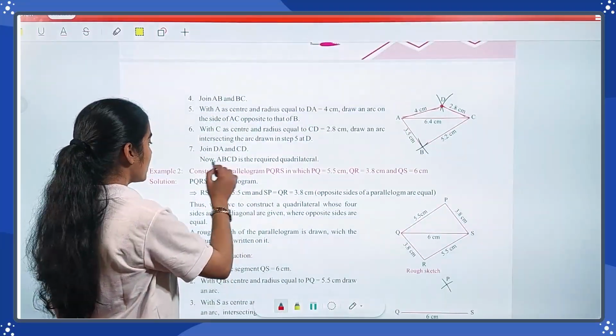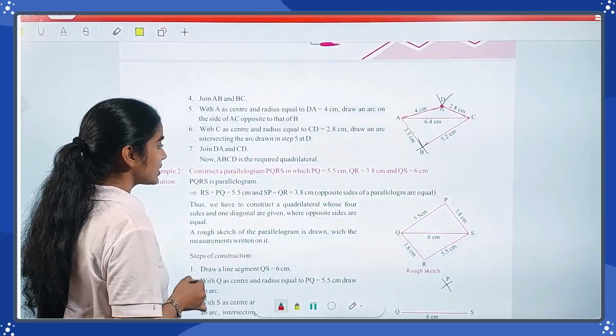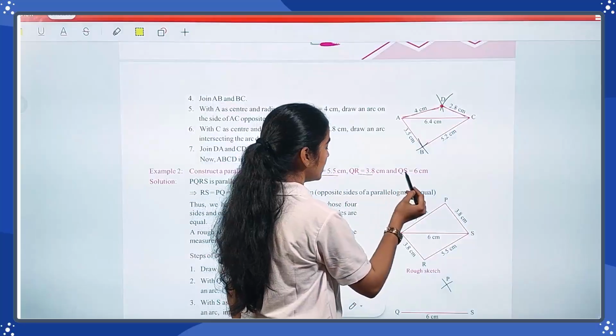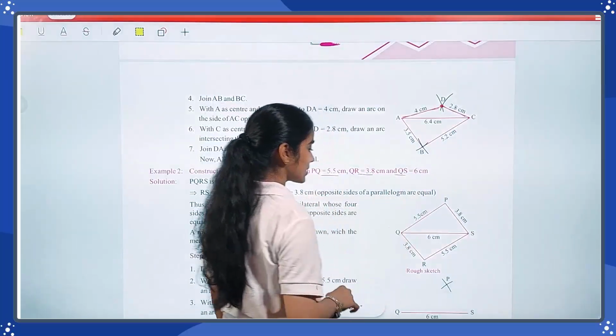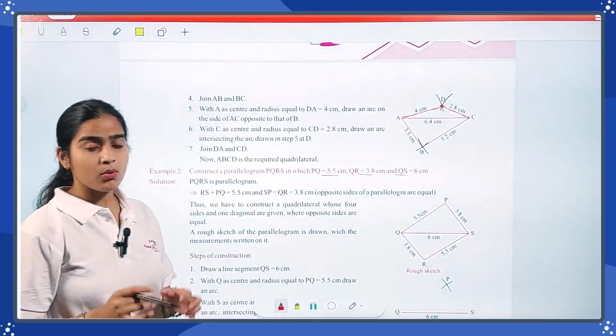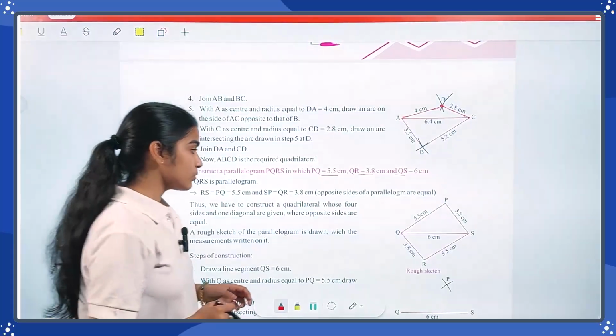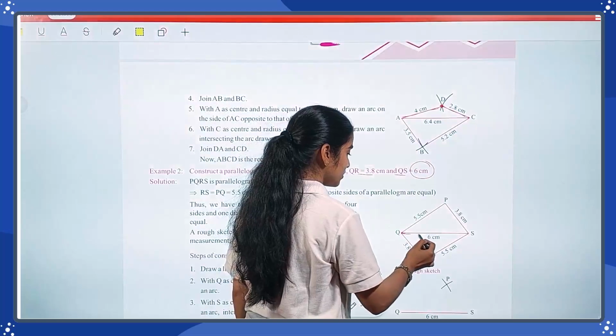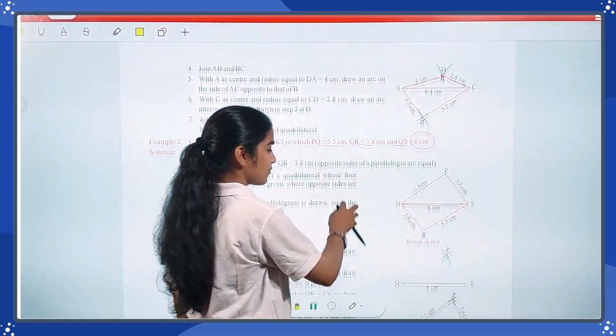Now construct a parallelogram PQRS in which PQ is equal to 5.5 centimeter, QR is equal to 3.8 centimeter and QS is equal to 6 centimeter. We all know in a parallelogram opposite sides are equal to each other, which means we have to construct a diagonal which is 6 centimeter, and the same process we have to repeat here.